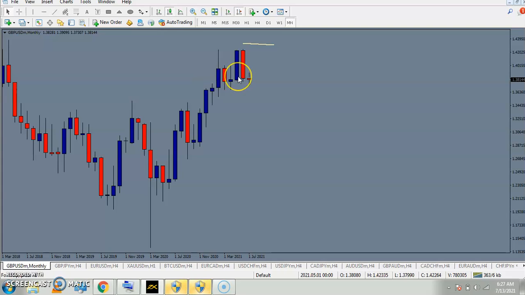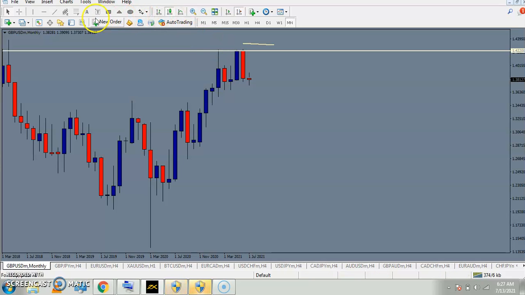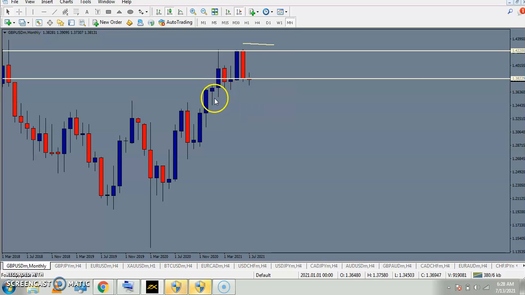So I'm going to draw my specific points of my special round numbers, okay? That is the point. And that is the point. I'd rather mark those. So this point here, if you look at this price 1.42200 and this price 1.3822, this is our monthly chart.